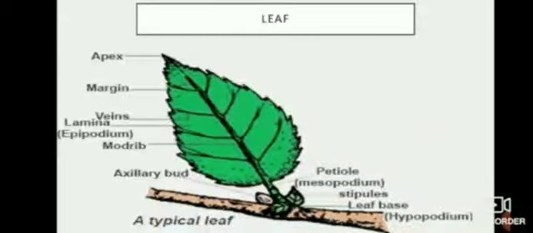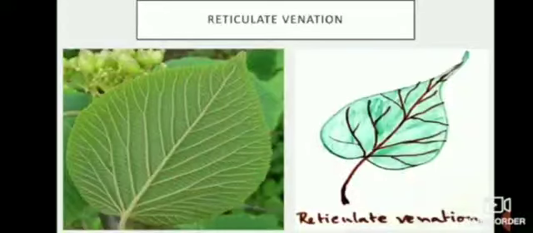Now we again discuss all the parts of a leaf. It is having apex, margin, midrib, veins, veinlets, and it is attaching to the stem with the help of a petiole. These are the parts of a leaf. Let us go to the venation of it.